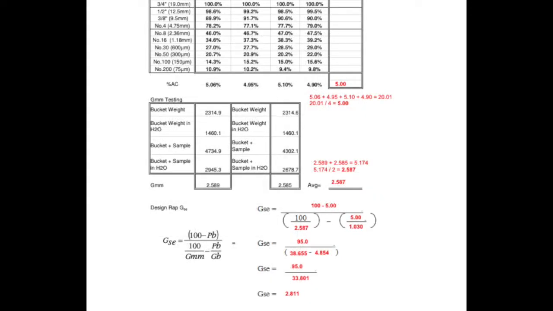So there's a couple things we need to look at in this calculation, some things that we need to determine first. If we look at that calculation at the bottom of the page there on the left, you see 100 minus PB, PB meaning percent binder. So we need to determine the binder content of our RAP. Then you're looking at binder gravity, which is safe to say most use a 1.030 for binder gravity. That's the value we're going to use in this example. And now you're looking at your GMM, the maximum mixed gravity of your RAP product.